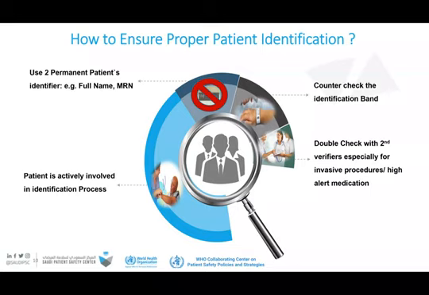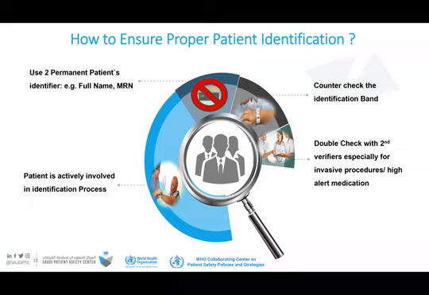Number two, two permanent identifiers need to be used when identifying any patient. Two permanent identifiers mean something you cannot change. For example, patient name is a permanent identifier. And for example, file number or ID number or passport number. These are permanent identifications that you cannot change.